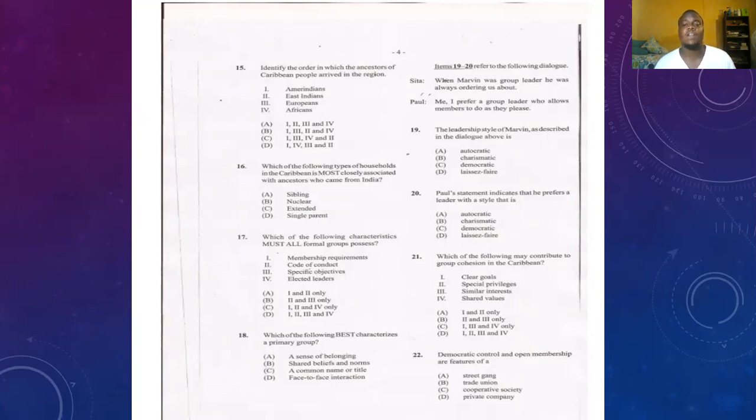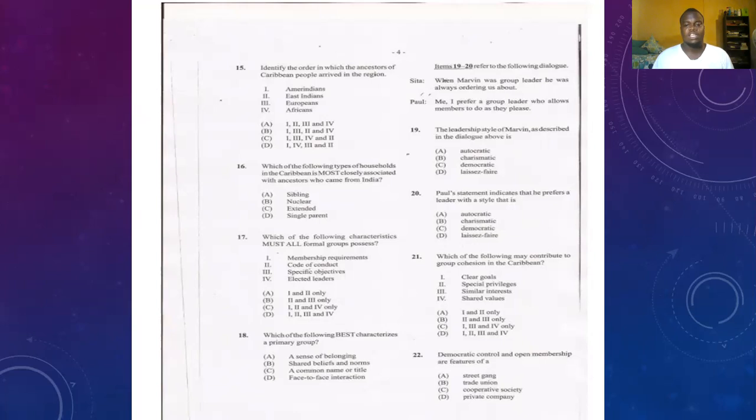21. Which of the following may contribute to group cohesion in the Caribbean? 1, clear goals. 2, special privileges. 3, similar interests. Or 4, shared values. The answer for 21, let's look at it. Clear goals, yes. Similar interests, yes. Shared values, yes. Special privileges will carry all kinds of problems, and that will not cause the group to be cohesive. So that can't be the answer. So the answers are 1, 3, and 4. 1, 3, and 4, so that's C for 21.